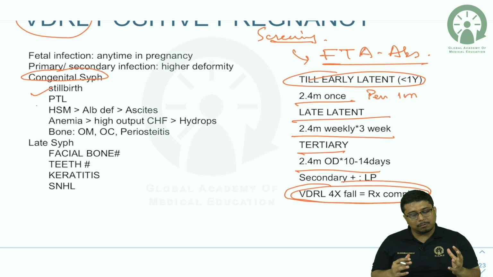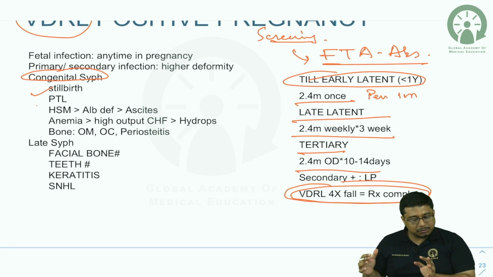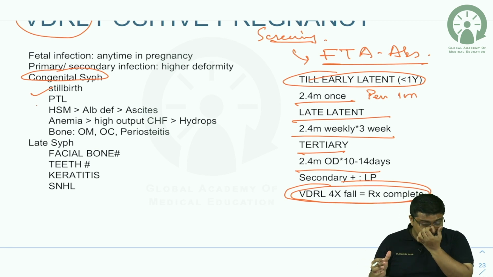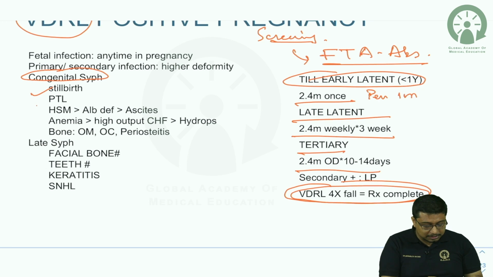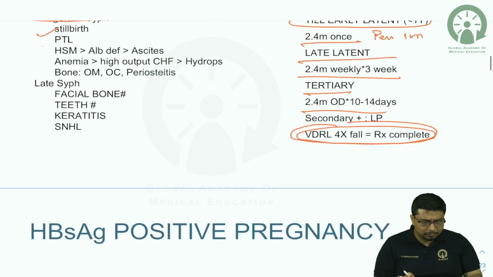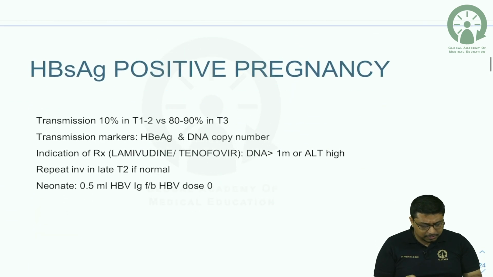So if the first one could go till 34 weeks, the next one will go till 28 weeks, and the next one will probably land up in abortion. So syphilis prognosis is better, so we get to see a lot of congenital syphilis. And there are many stigmata of congenital syphilis which will be dealt with in pediatrics extensively, so I'm not going into that.